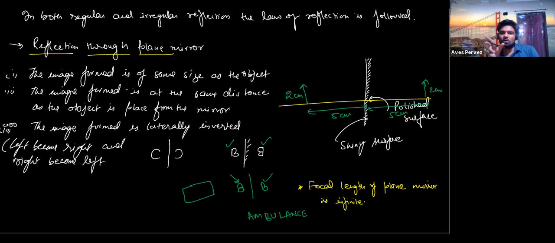The distance between the object and the image will be double, meaning the object is placed at 5, and the image will also be formed at 5 from the mirror, so the distance between the object and the image will be 10 centimeter. Got it? So let's move further.